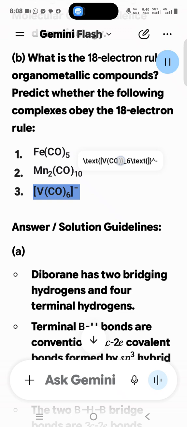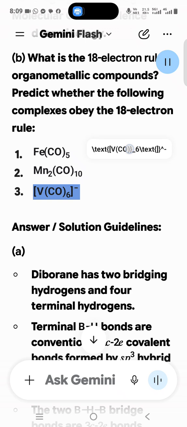Question 5. Main group and organometallic chemistry. A. Discuss the structure and bonding in diborane, B2H6. Explain the nature of 3-center 2-electron bonds, terminal versus bridging bonds using molecular orbital / valence bond terminology.